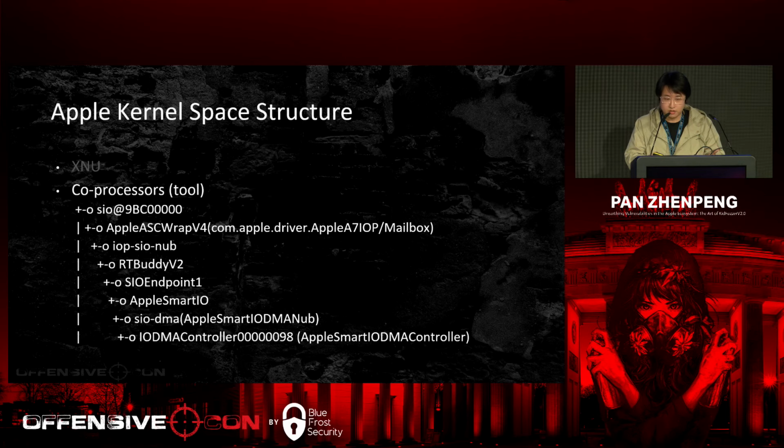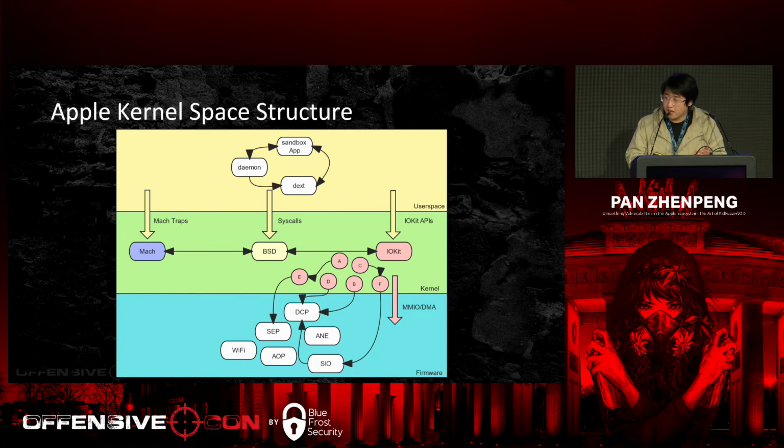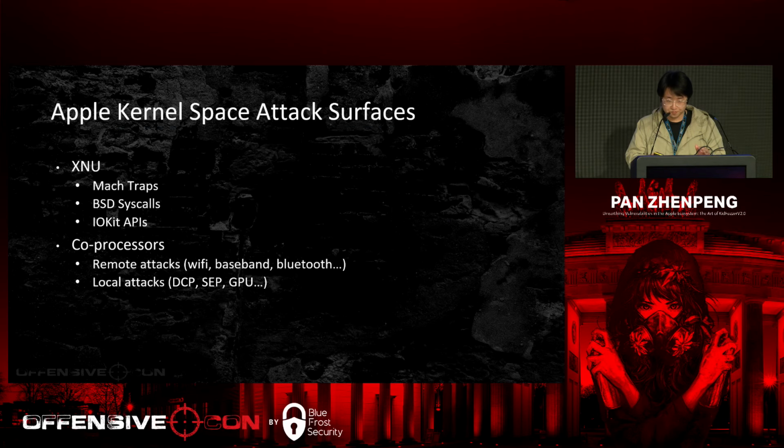There is also another type that acts as a tool and is not used directly, like the Smart I/O. You can find a user client called Apple Smart I/O user client in the I/O registry entry, but it's never initialized because the PMU can have debugger functions. It is usually used by other drivers, for example the DCP-related drivers. Based on that, I drew a simple picture to review the relationships between user space, the kernel, and firmware.